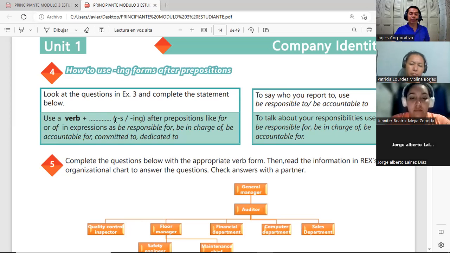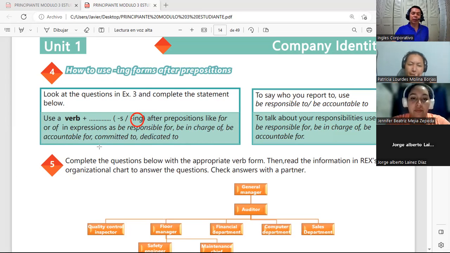Use a verb plus S or plus ing after a preposition, right? What do we use? Do we use S or do we use ing? ing, right? We use ing, correct. So after a preposition, we use the form with ing, right?